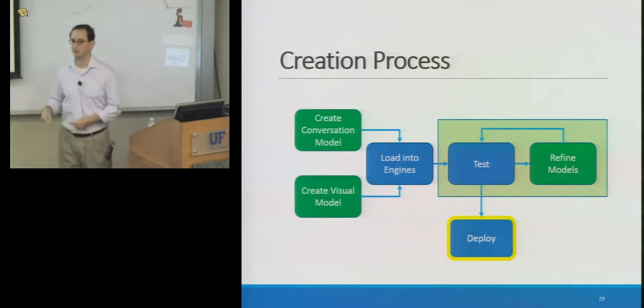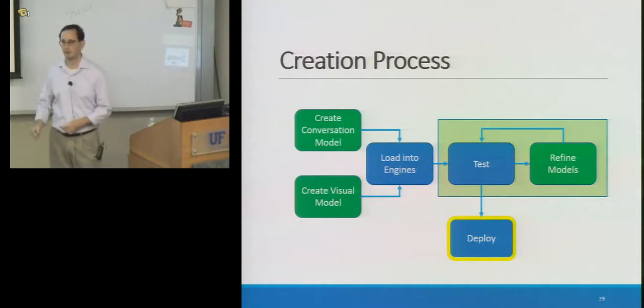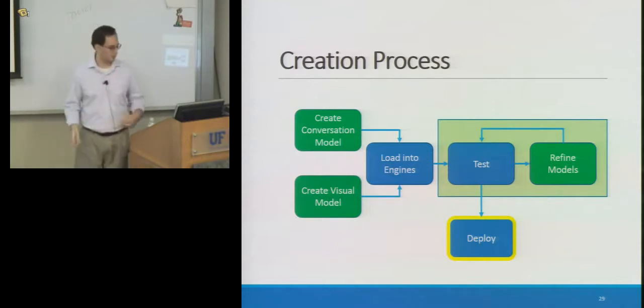This iterative cycle of testing and refining is really key to how we build virtual humans. One thing we've learned over the years is that no one, no matter how skilled they are, can get it right the first time. And it's just because people are so diverse. I cannot think of everything that everyone else is going to want to ask the virtual human. And so this iterative cycle is really important in building robust virtual humans.